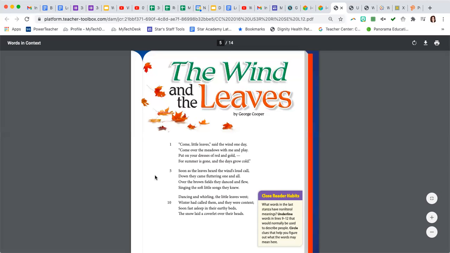Over the brown fields they danced and flew, singing the soft little songs they knew. Dancing and whirling the little leaves went, winter had caught them, and they were content. Soon fast asleep in their earthy beds, the snow laid a coverlet over their heads.